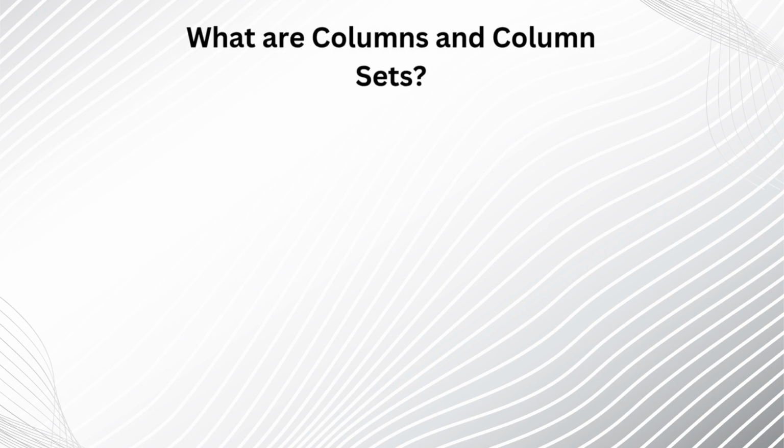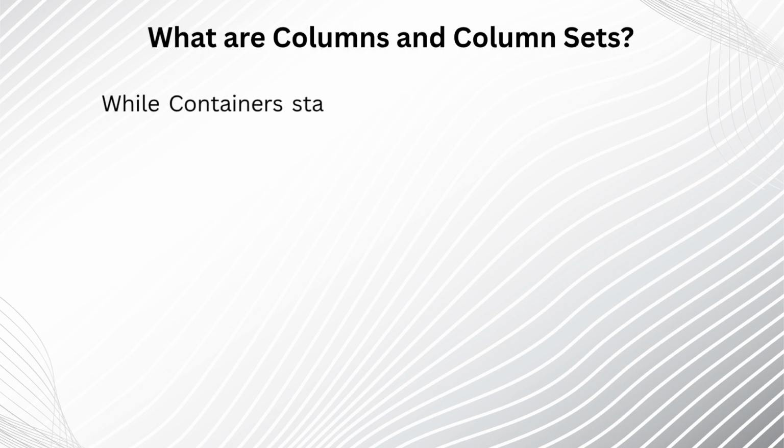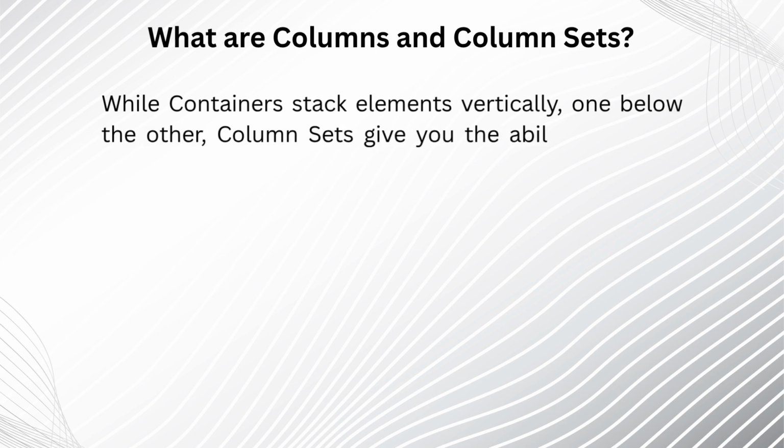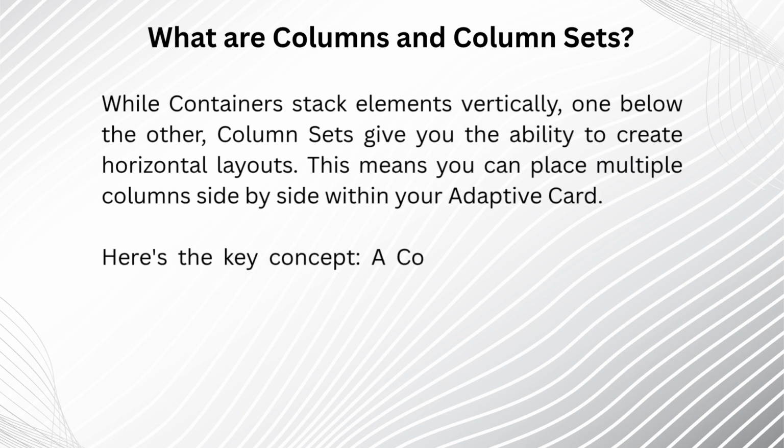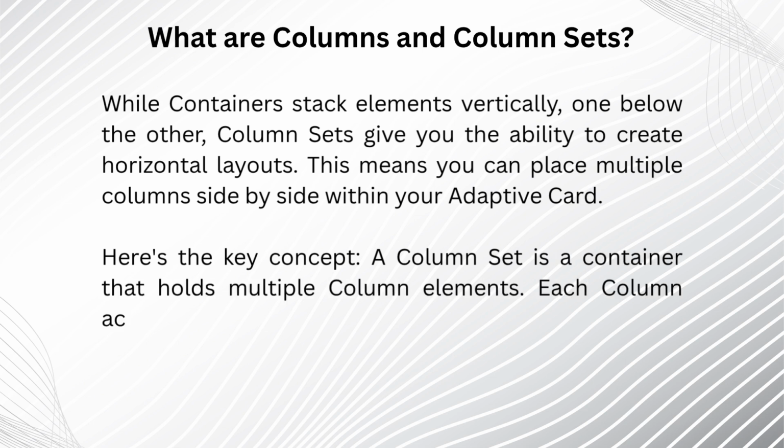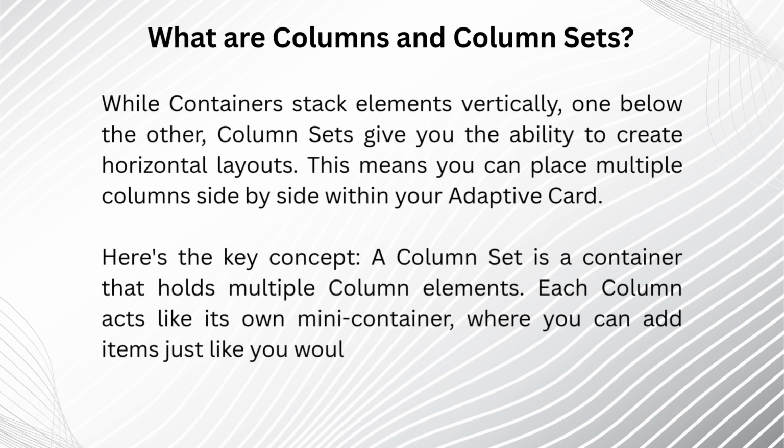What are columns and column sets? While containers stack elements vertically, one below the other, column sets give you the ability to create horizontal layouts. This means you can place multiple columns side by side within your adaptive card. Here's the key concept. A column set is a container that holds multiple column elements. Each column acts like its own mini-container, where you can add items just like you would in a regular container.